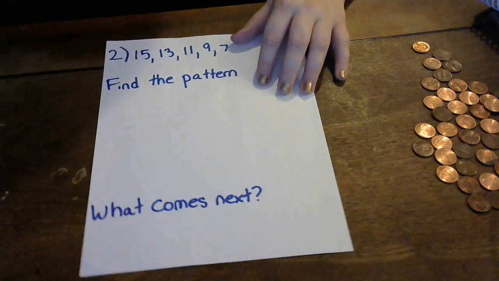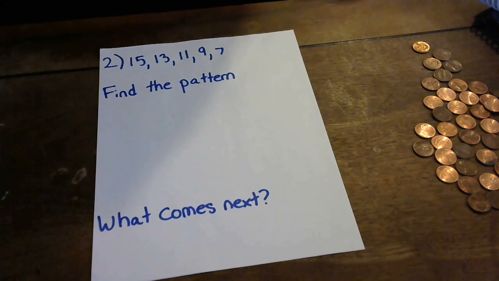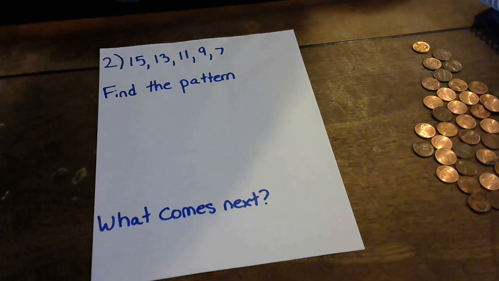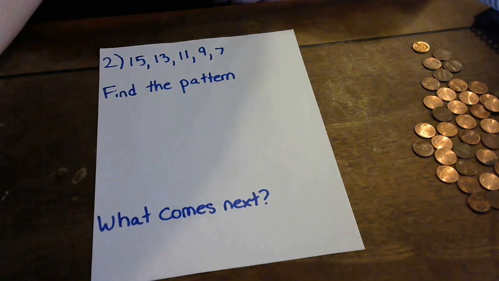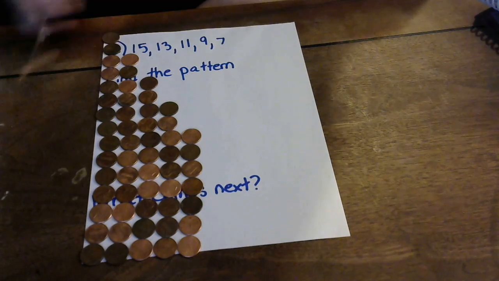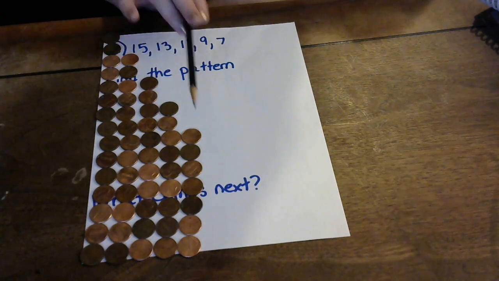So another practice problem we can use counting with the pennies is 15, 13, 11, 9, and 7. So I want you to pause the video and set up your pennies like we did for the last problem, and then unpause so you can find the answer. Okay, so as you can see, we have our pennies set up. We have 15, 13, 11, 9, and 7.